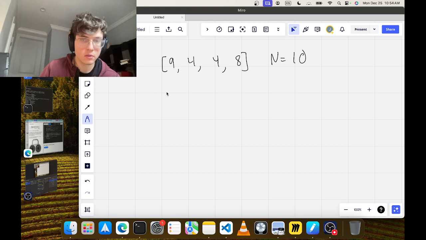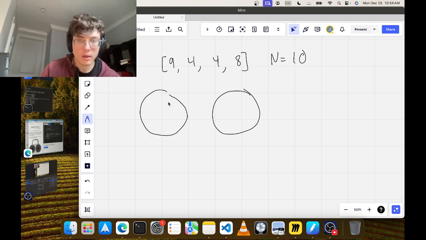So you have two locks. Here's one lock, and then here's another lock. And they go from 1 all the way to N in a circle. 1, 2, 3, 4, dot, dot, dot, all the way to, in this case, 10. And then the same thing with the other one, 1, 2, dot, dot, dot, all the way to 10 on the other side.